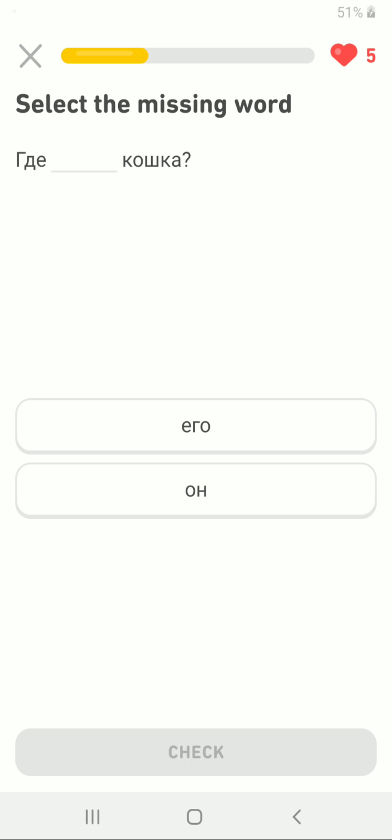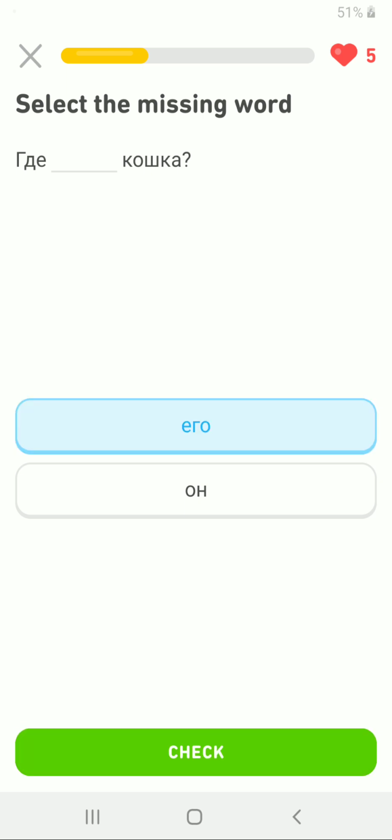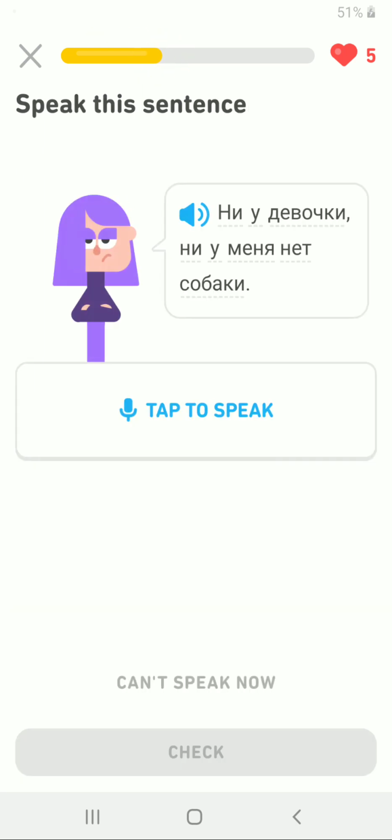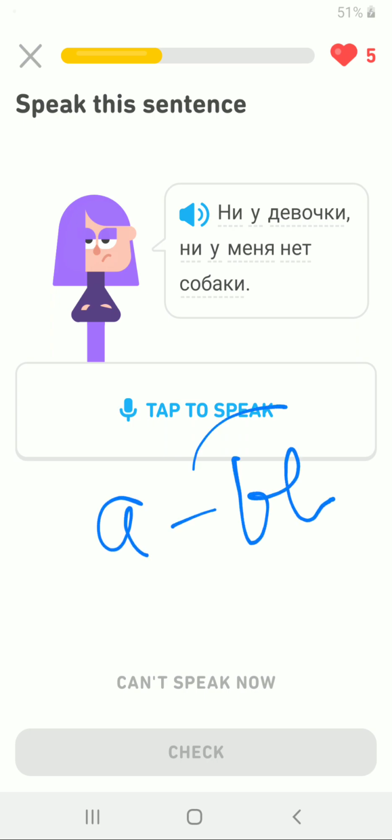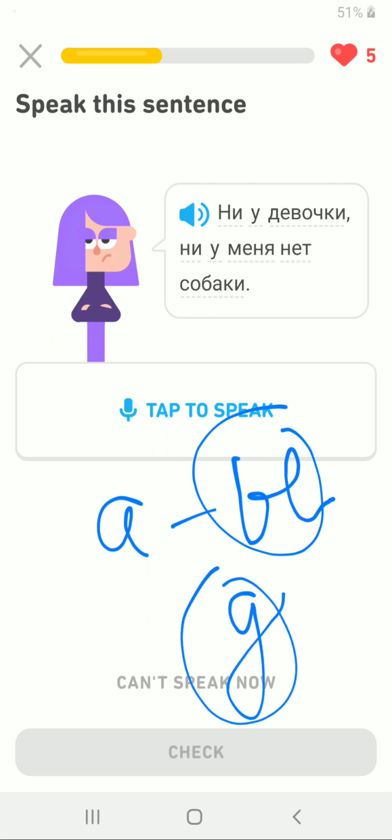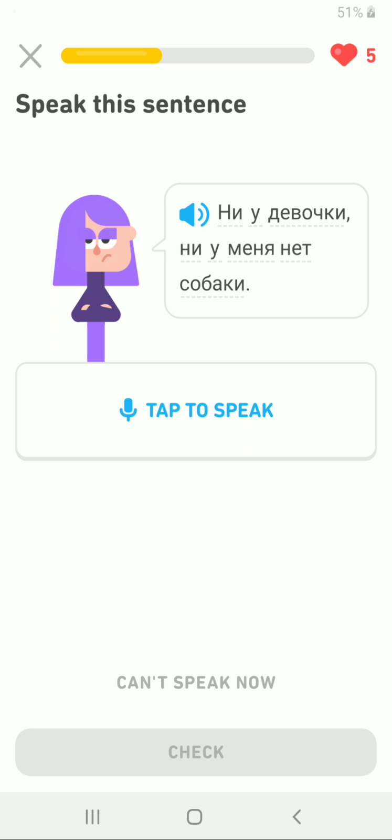Где кошка? Где его кошка? Where is his cat? Yeah, and ни у девочки, ни у меня нет собаки. Ни у девочки, ни у меня. So here. Девочки is in genitive, girl. Normally девочка, and it becomes девочки in the genitive form. So, ни у девочки, ни у меня. It's like neither nor, yeah. The ни, it's neither nor. That's the conjunction.